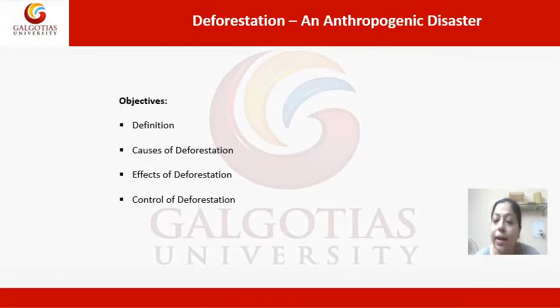Now, in this lecture, we are going to cover the following objectives. First, we will see what we mean by deforestation. Then we will see what the different causes of deforestation are. Next, we have the effects of deforestation. And lastly, we will see the different ways by which we can control this problem of deforestation.